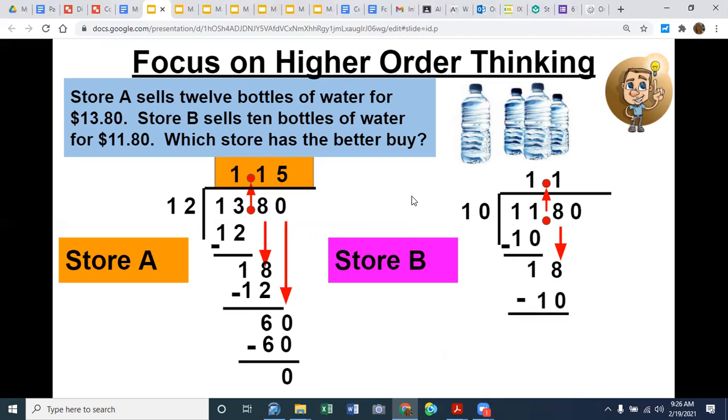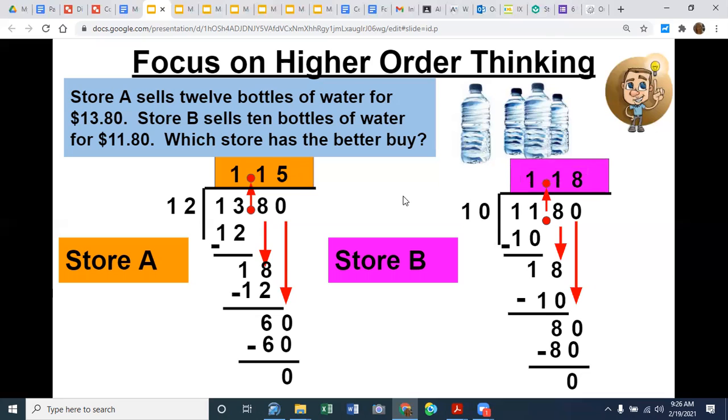18 minus 10 is 8, and I bring down my 0. How many 10s go into 80? 8 tens. 8 times 10 is 80. 80 minus 80 is 0. I'm done. Store B's bottles cost $1.18 each bottle.